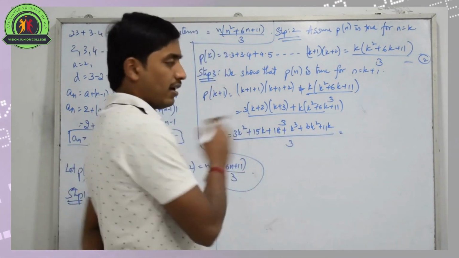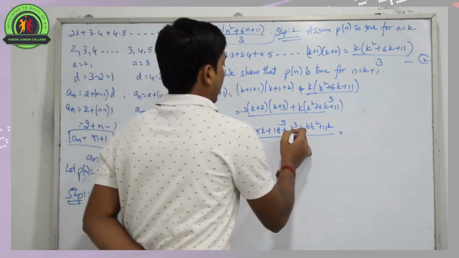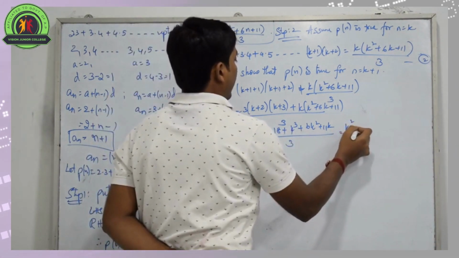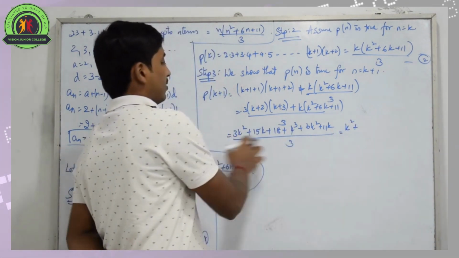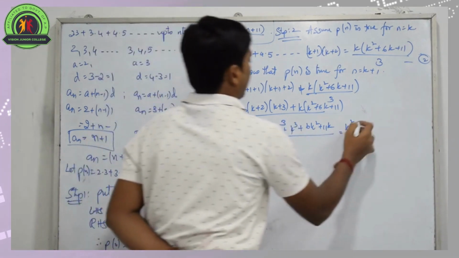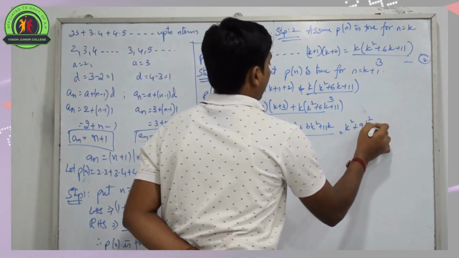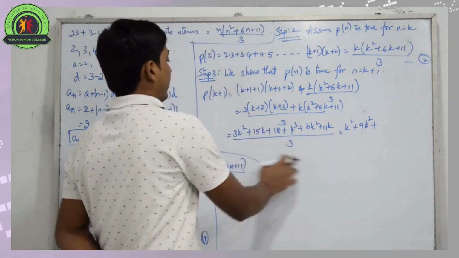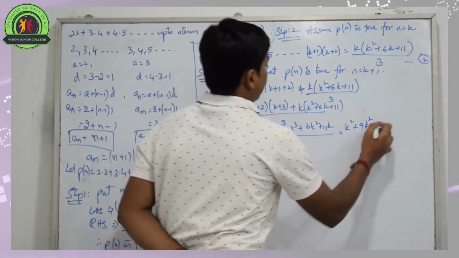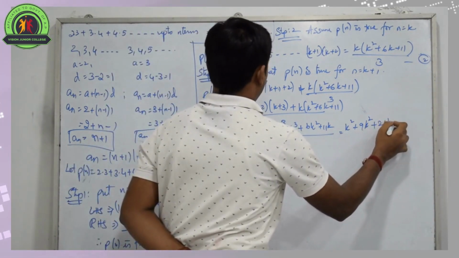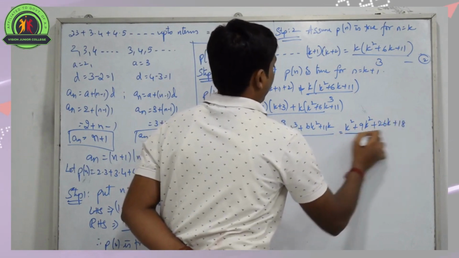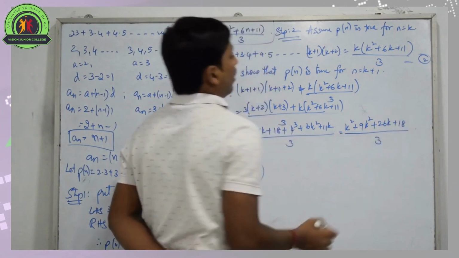Now let us write in standard form. First the k cube term and the next k square terms, 3k square and 6k square, that is 9k square, plus k terms, 15k plus 11k, that is 26k, plus 18, divided by 3.